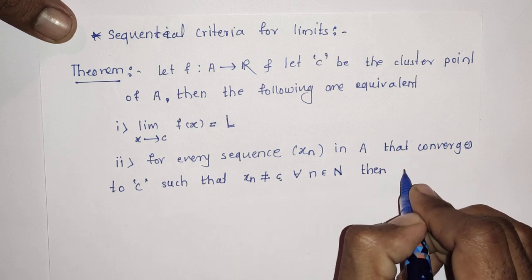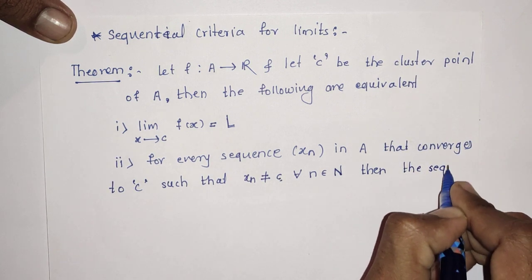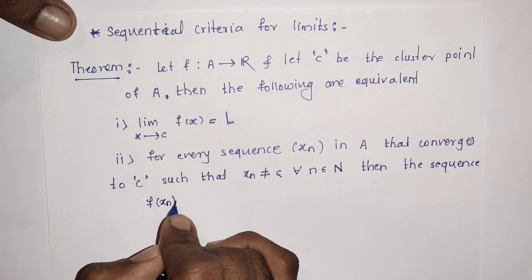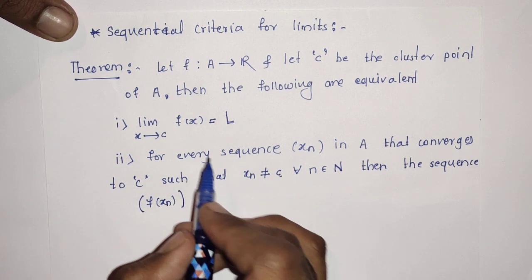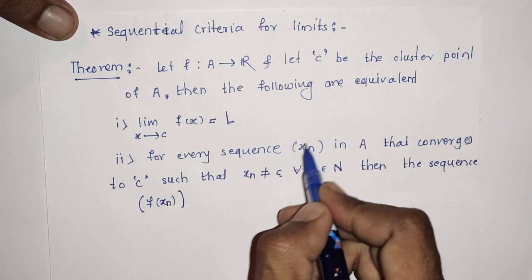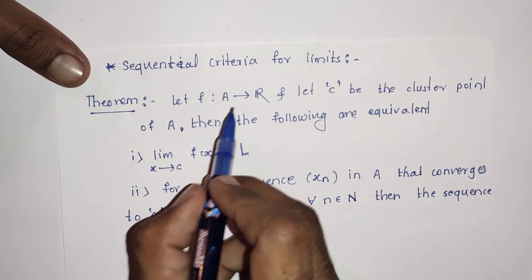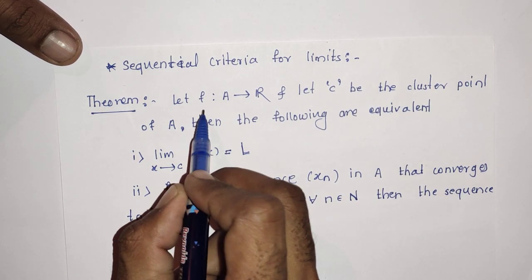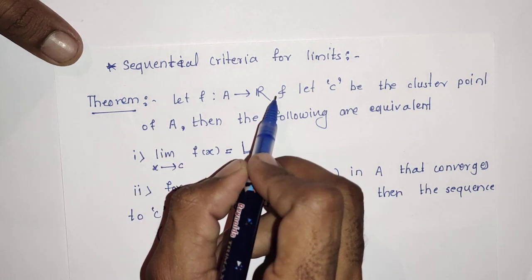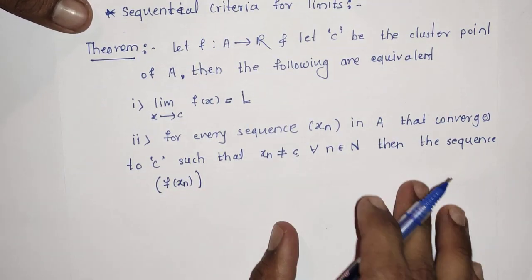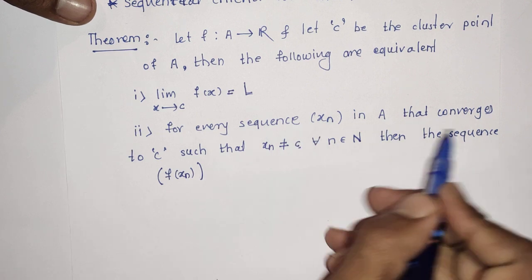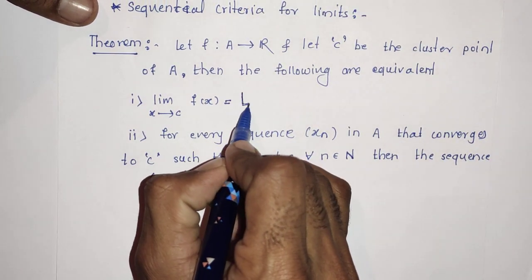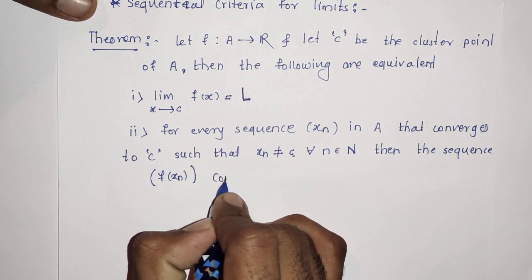the sequence f of xn, that is the sequence of images of xn. xn is a sequence in A and f of xn will be elements of R. So, f of xn means the image of xn under f in R. So, f of xn is a sequence in the codomain. If the sequence in the domain converges to c, then f of xn, the sequence in the codomain, must converge to L.